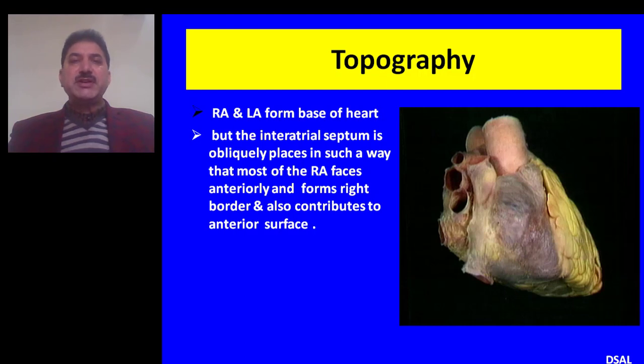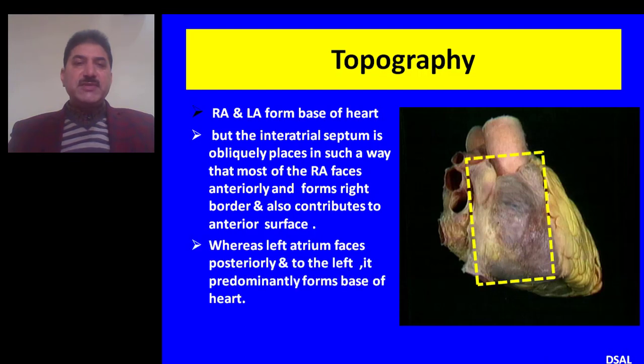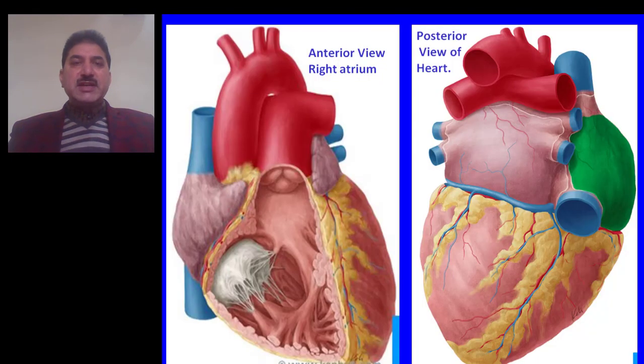Topography of right atrium. Right atrium and left atrium form the anatomical base of the heart, but most of the right atrium faces anteriorly and forms the right border. It also contributes to the sternocostal surface of the heart, whereas the left atrium faces posteriorly and to the left, and predominantly forms the base of the heart as shown in this figure. In this diagram, you can see the anterior view of the right atrium, where the right atrium forms the right border of the heart. It also contributes to the sternocostal surface.